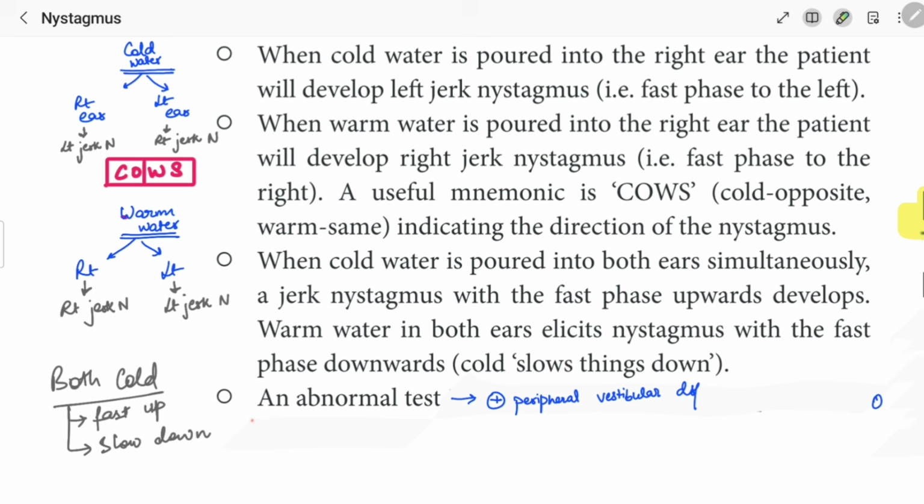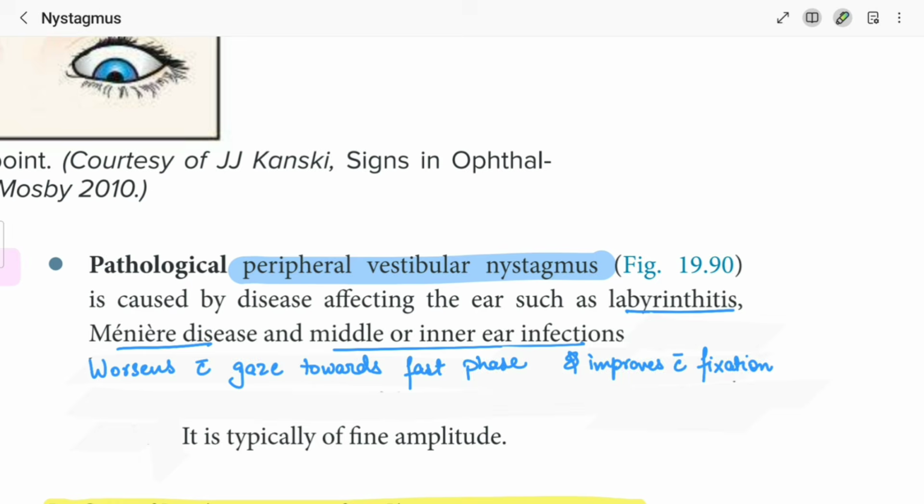And this test may be used to see if there's a peripheral vestibular disease, because if it gives an abnormal test, then we can say that the person has a peripheral vestibular disease.